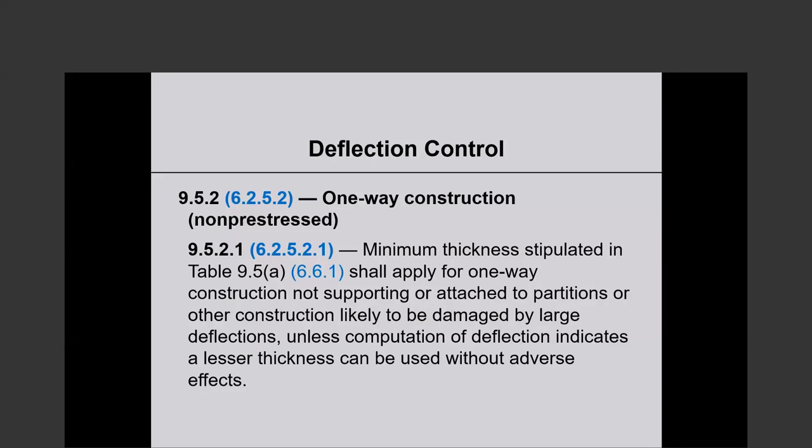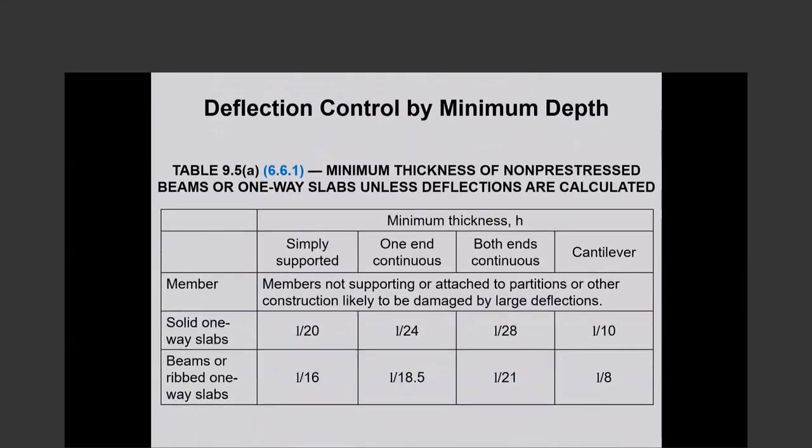Anyway, let's go through the idea: what are the code requirements? Deflection control, first of all, for one-way construction, non-pre-stressed one-way construction. The way ACI does it is if you provide the minimum thickness, then you shouldn't have deflection problems. There are no assurances, but that's kind of the implication.